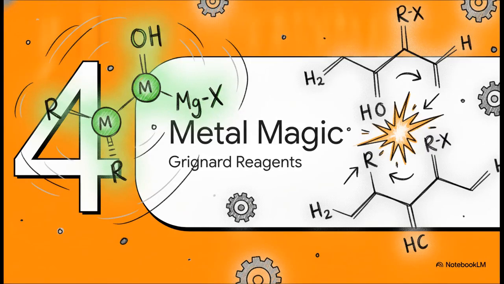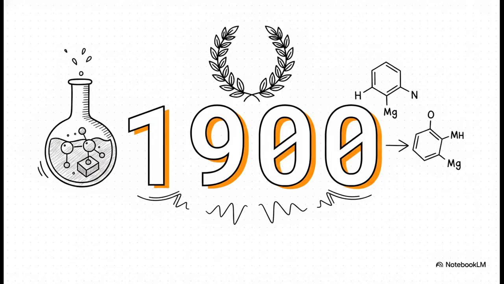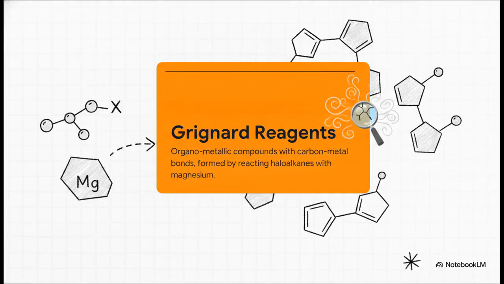Okay, Section 4, Metal Magic and Grignard. Let's pivot for a second to a pretty fun historical fact. The year is 1900. A chemist named Victor Grignard is just playing around in his lab, mixing organic halides with metals, and he happens to stumble upon a reaction so groundbreaking that it eventually wins him the Nobel Prize. So what did he do?